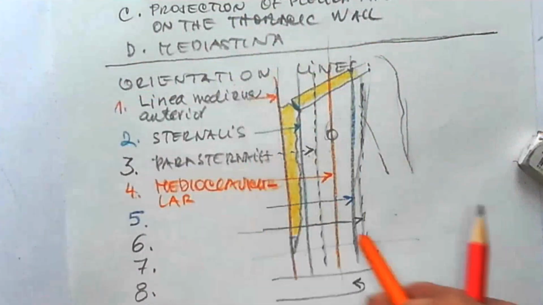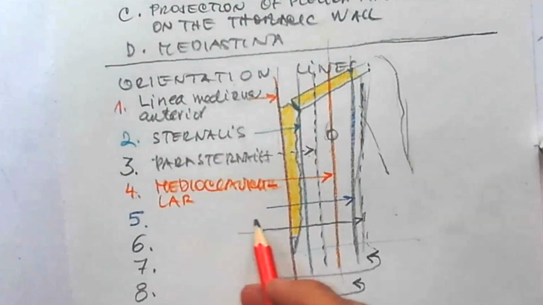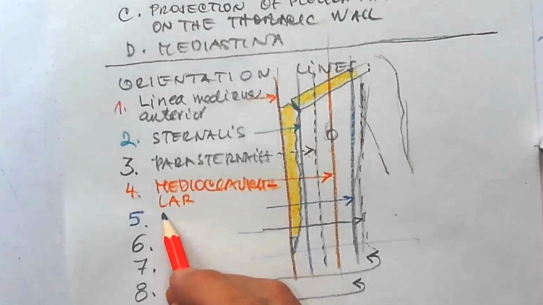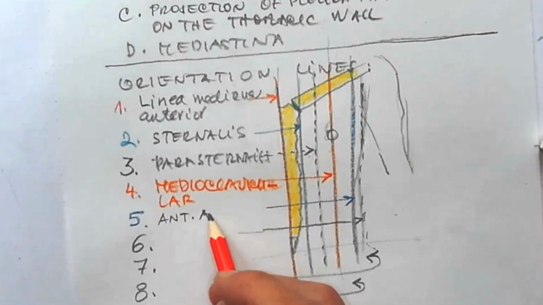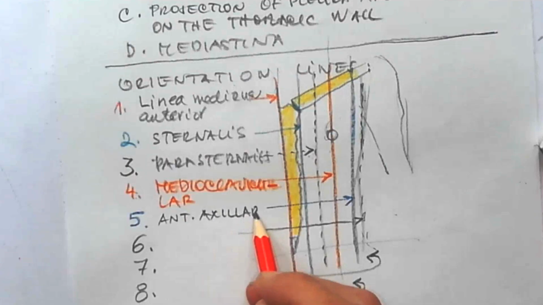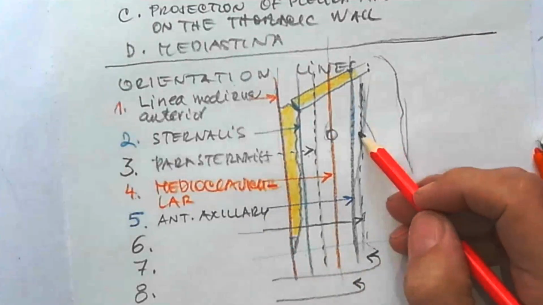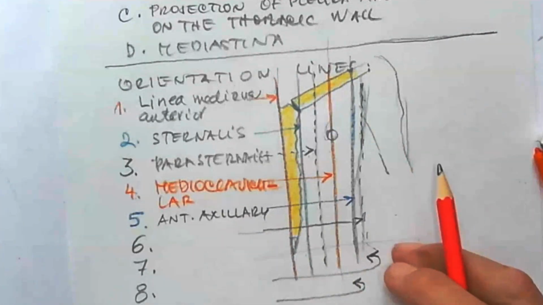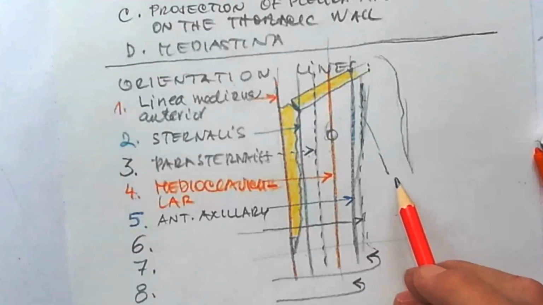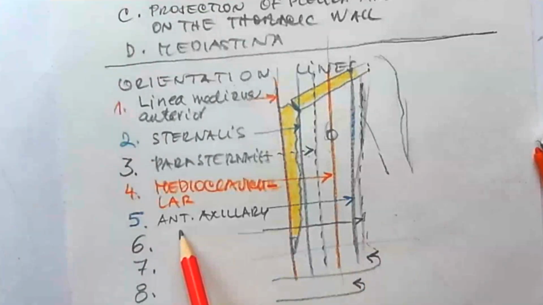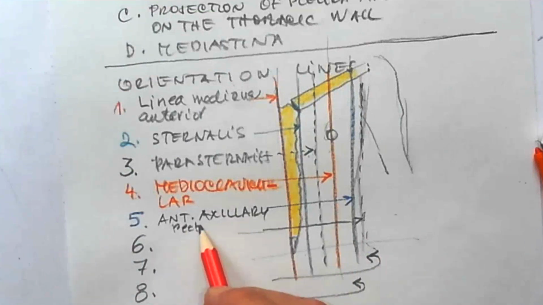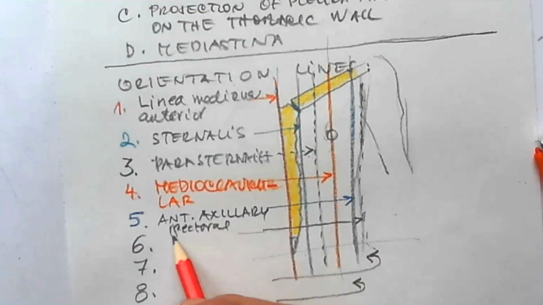Clavicular. Linea medioclavicular. Medioclavicular, easy. Number 5 is the anterior axillary, passing through the anterior axillary boundary. So we know that this must be the pectoral muscles. Passing through the pectoral muscles, anterior. So I would say through the pectoral muscles.